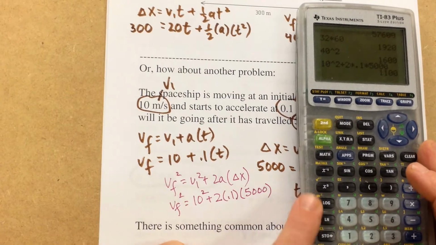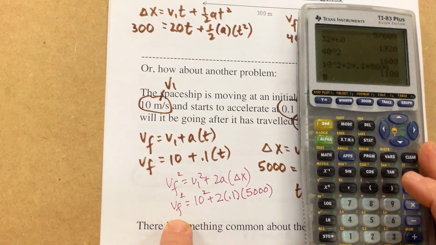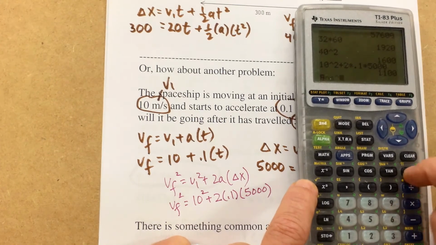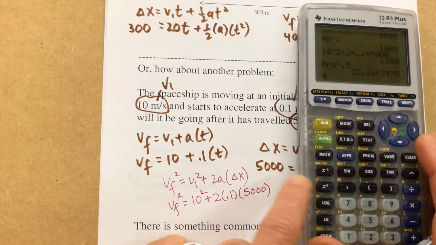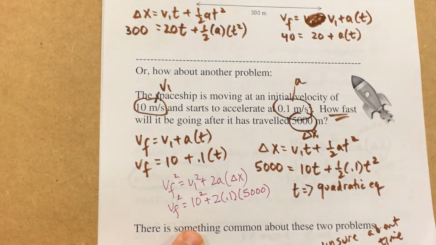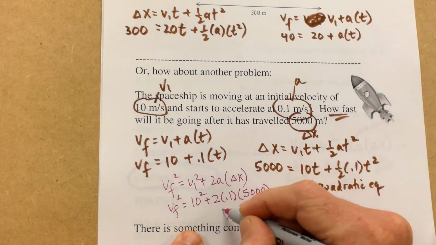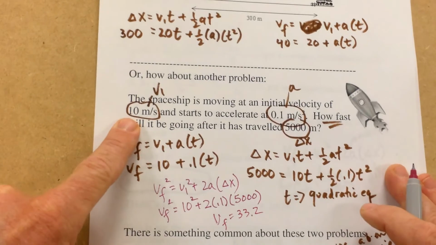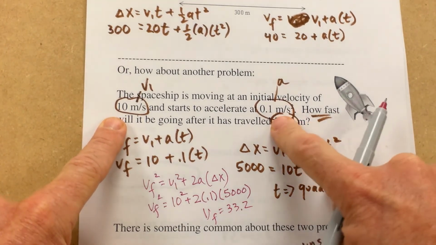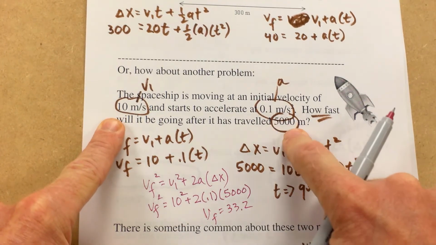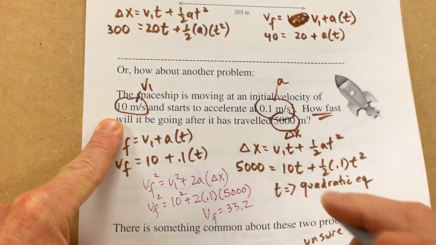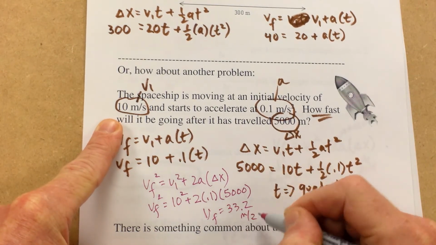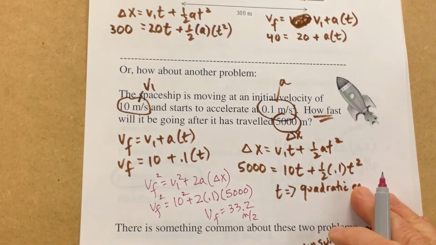We get 1100, but that's the square of the speed, so we'll need to take a square root. And so I get about 33.2. The final velocity is about 33.2. So it started at 10 meters per second, the spacecraft accelerated for a distance, and we now get a final velocity of 33.2. You see how that timeless equation works?